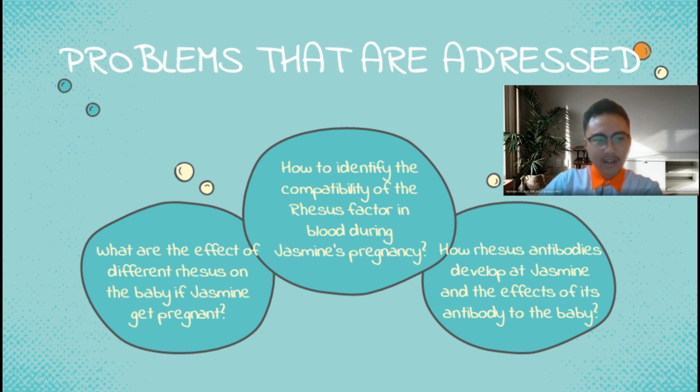First, what are the effects of different RH factors on the baby if Jasmine gets pregnant? Second, how to identify the compatibility of rhesus factor in blood during Jasmine's pregnancy? And third, how do rhesus antibodies develop in Jasmine and what are the effects of the antibody on the baby?